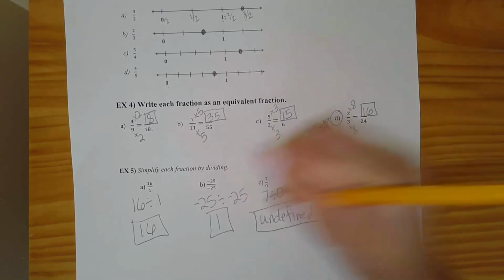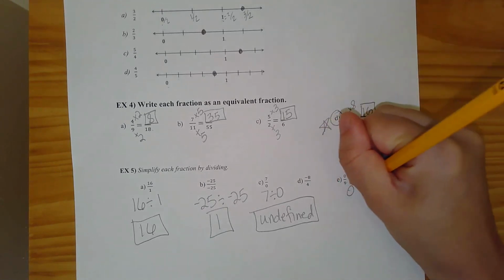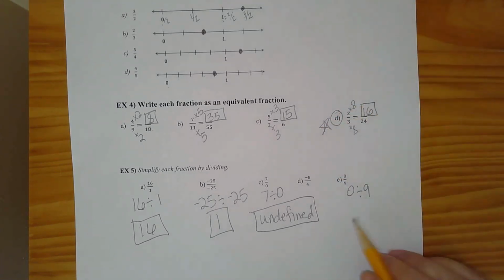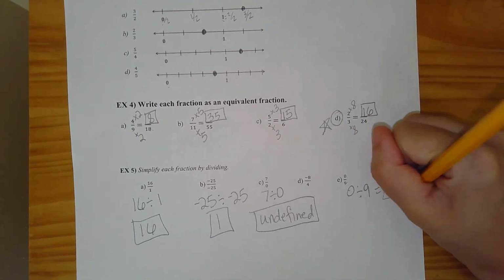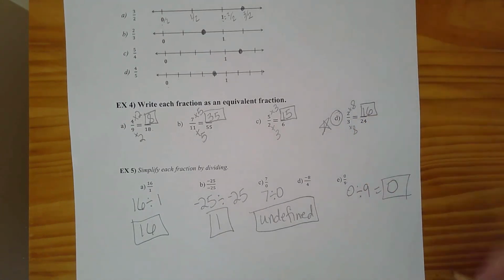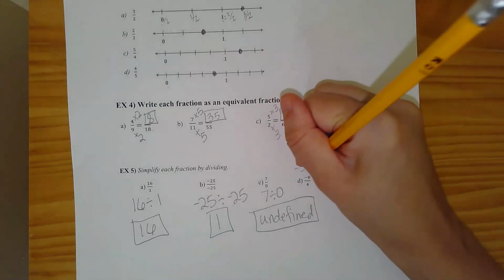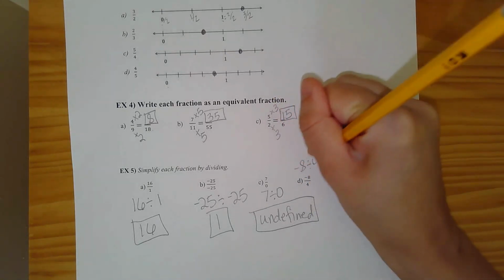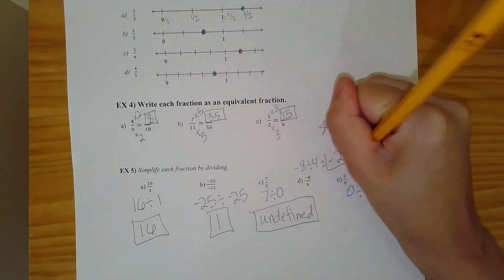Just to contrast that, in part E, I know I'm skipping over D, I'll get back to it. But in part E, we have 0 divided by 9. That would be like having no pizza and dividing it amongst 9 friends. You wouldn't have any pizza for anybody, but you can mathematically do that. Okay, now we'll come back to D. D, we have what, -8 divided by 4. -8 divided by 4 is -2.